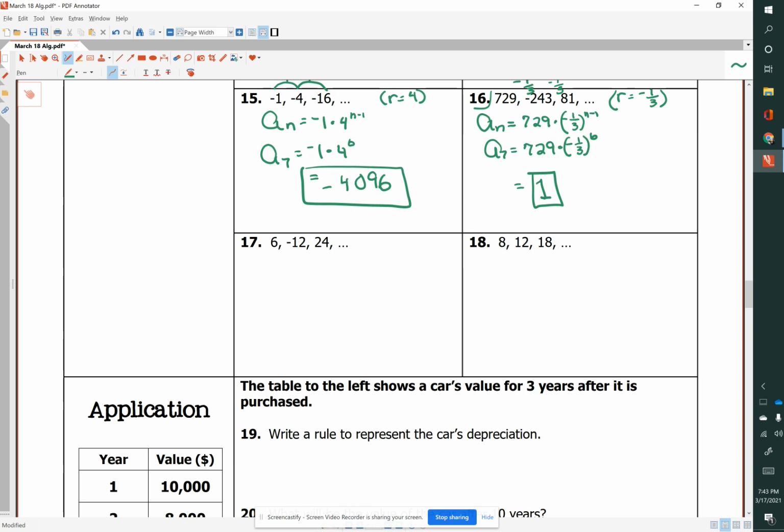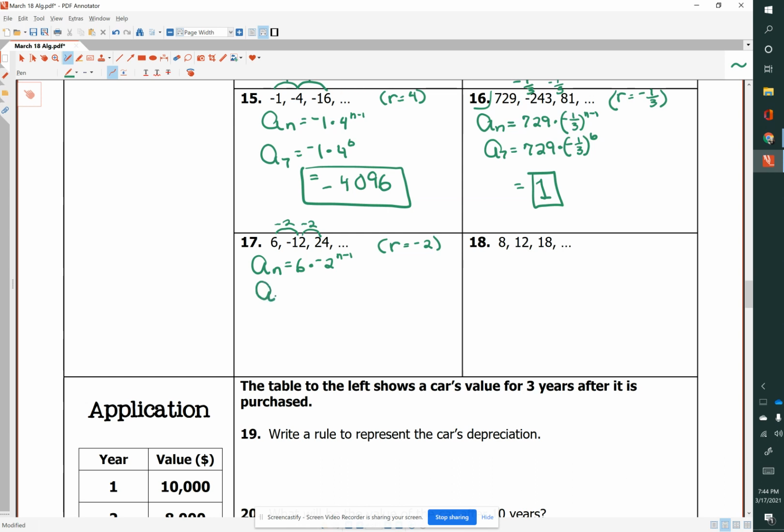So let's move on to number 17. 6 to -12. Looks like we're multiplying by -2. -12 times -2 is 24. So our ratio is -2. And our formula, A sub n equals 6 times -2 raised to the n minus 1 power.